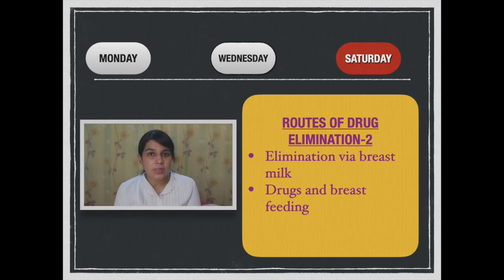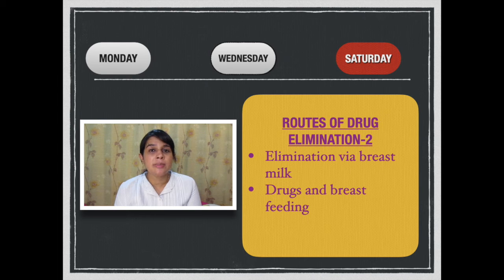Then let's come to Saturday. That's the last day for today's weekend classroom. In that we covered another major route of drug elimination, that was the drugs eliminated into the breast milk. They are not important for the sake of the mother. They are more important for the sake of the suckling infant because it gets more affected by these drugs. So let's get to know the whole mechanics.